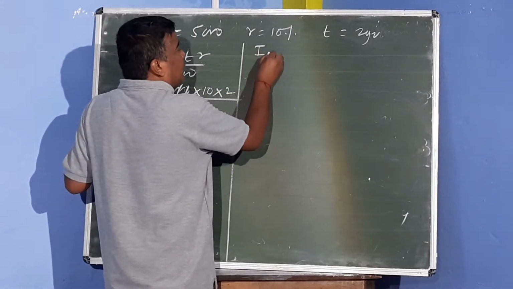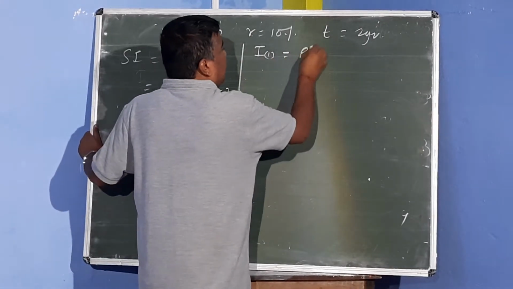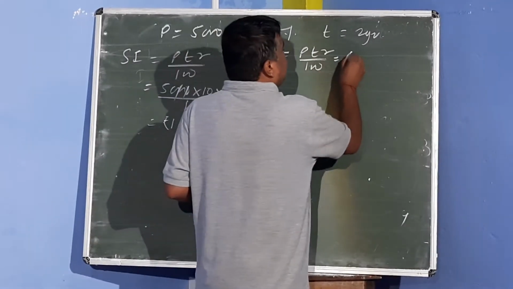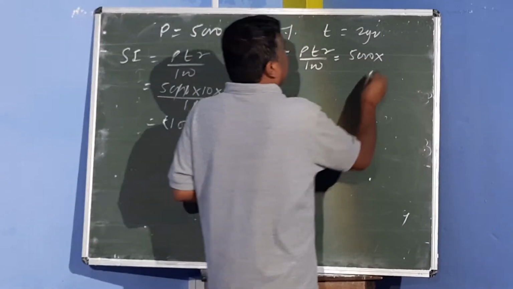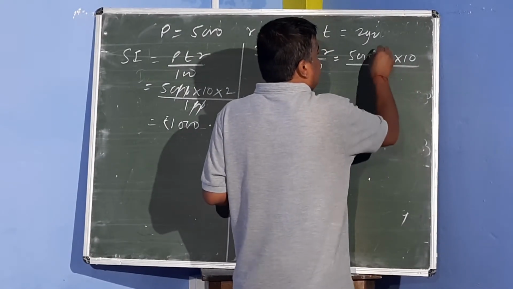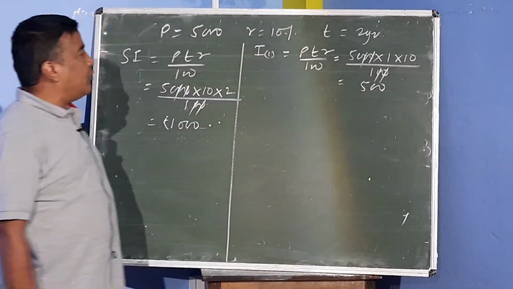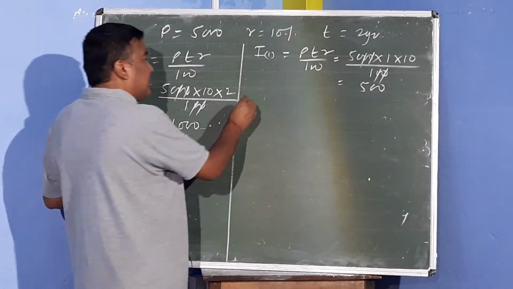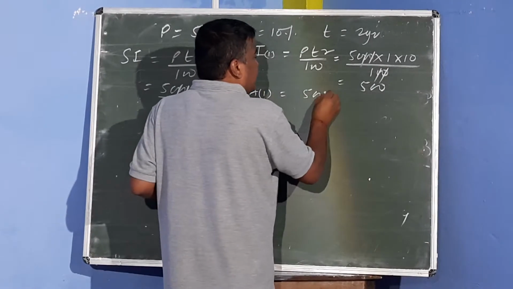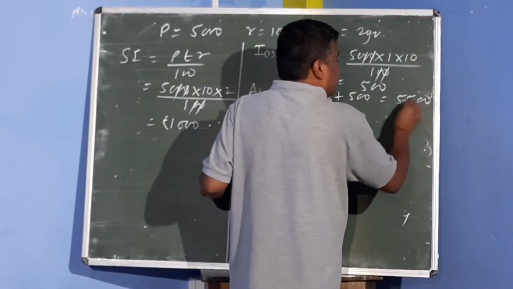Interest for the first year you can write in this way also, I1. It's understood which is interest for the first year. PTR by 100. What is your principal? Principal is 5,000. 1 into 10 divided by 100. This and this cancel. 50 into 10 is 500. So, interest for the first year is 500. Then you find out amount for the first year, which is principal plus SI is equal to 5,500.